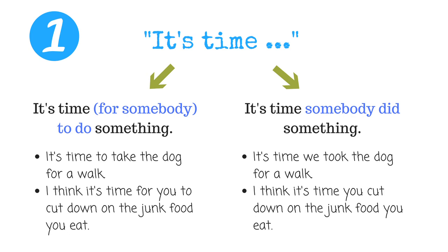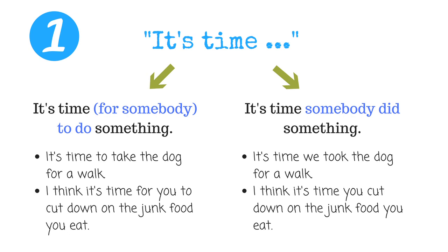That is, if you want to specify who you're referring to, exactly who must or should do something. So here I have two examples for you. Let's look at the first one. It's time to take the dog for a walk. Now this is more of a general reference. My husband could take the dog for a walk, or my daughter could do that, or even I could walk the dog.